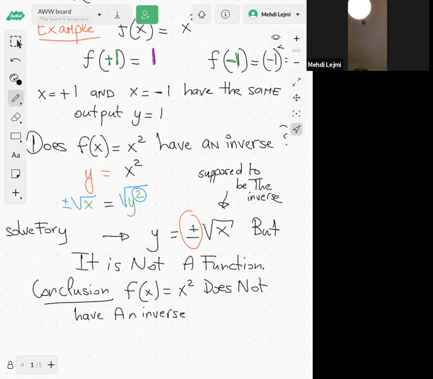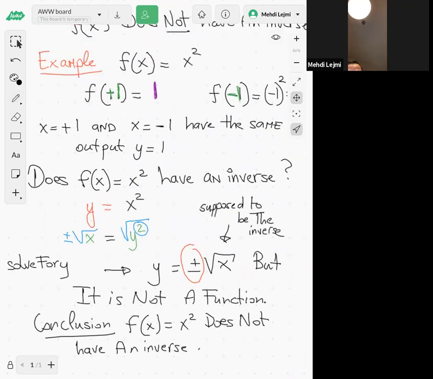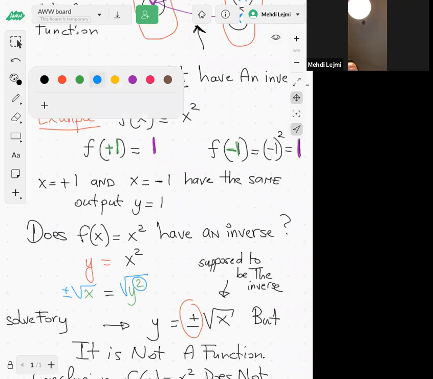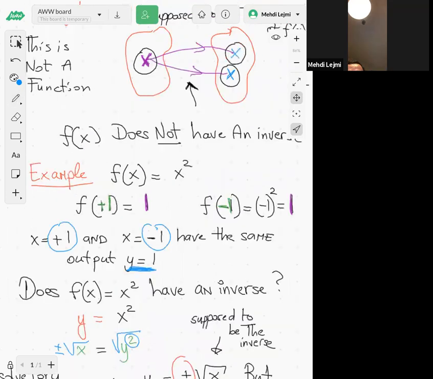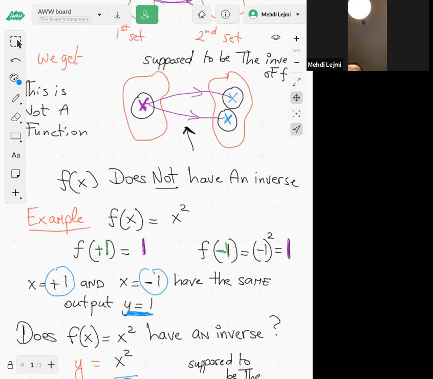And so what's the problem here? Why doesn't f of x have an inverse? Well, as you can see, these two inputs, +1 and -1, have the same output. But if you reverse the arrow, then the correspondence you get is not a function, as I explained here. When you reverse the arrows, the correspondence you get is not a function.